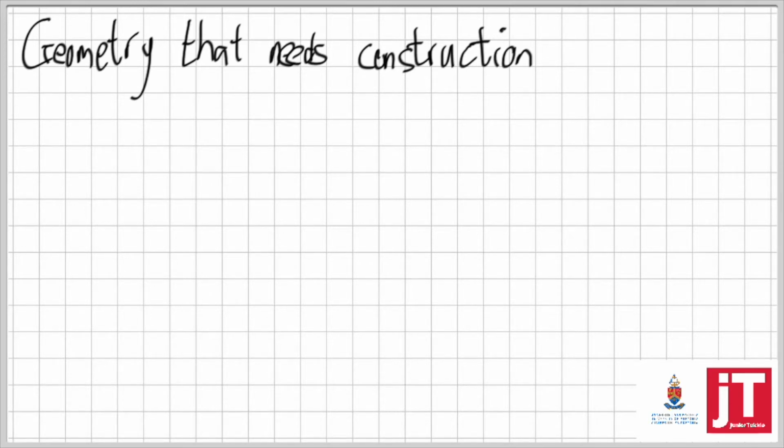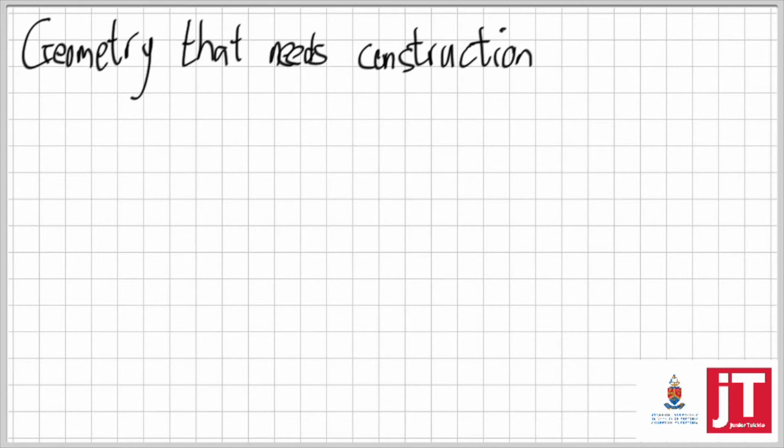This kind of question, which is geometry that needs construction, is the type of geometry question that is asked once in a blue moon. There might be one question in a test that requires construction, so that you've got to draw your own sketch to solve, or not your own sketch, but your own lines on the sketch to solve this question.